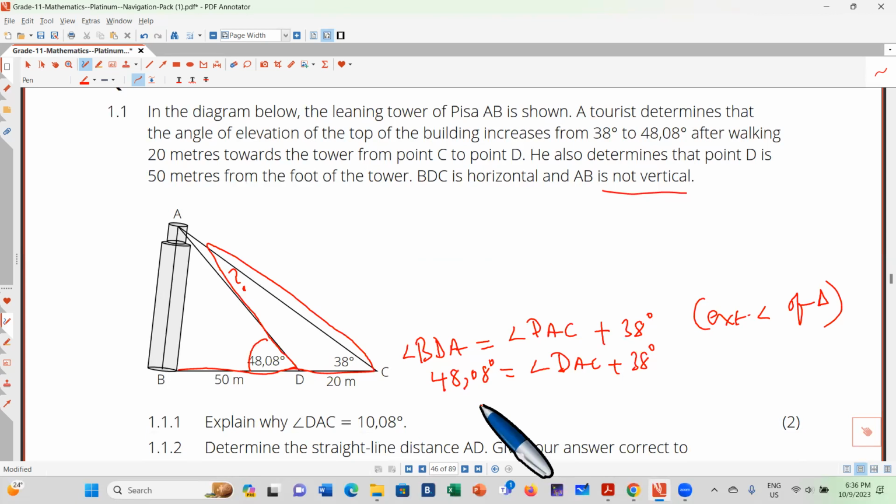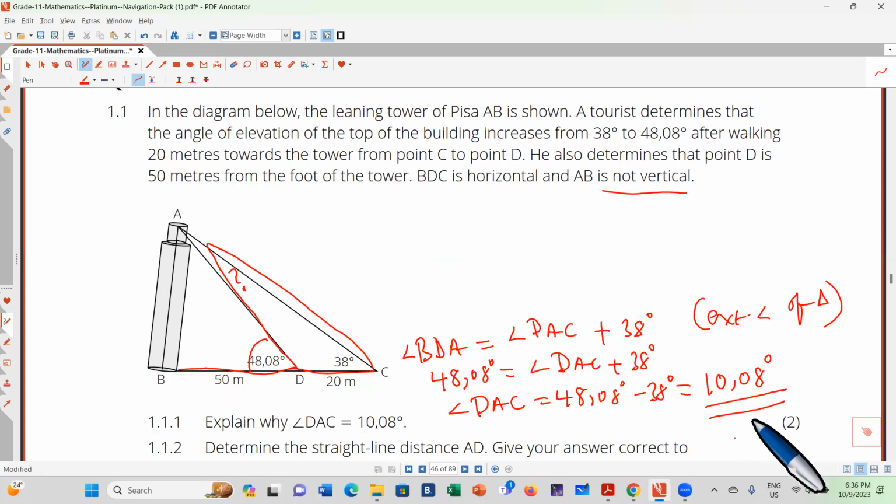Right, upon algebraic manipulation, because we can see that BDA, this angle, is 48,08 degrees, from which we're able to find that DAC is actually equal to 48,08 degrees minus 38 degrees. Okay, we transposed the 38, and therefore if we subtract these angles, what we're getting exactly is 10,08 degrees. Okay, so yeah, that's perfect.